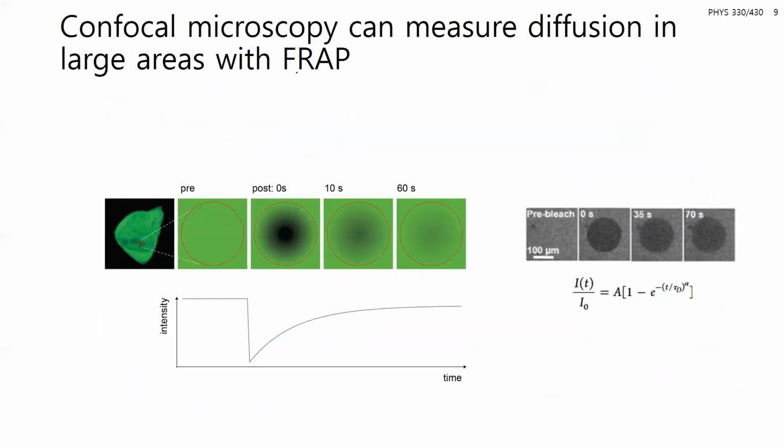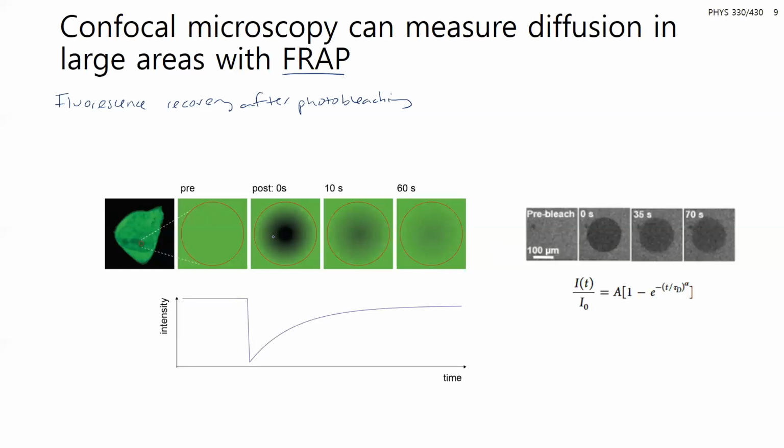I also want to mention an additional technique that uses fluorescence to look at diffusion called FRAP. That's fluorescence recovery after photobleaching. And the concept behind this is kind of straightforward. You can see here is an image of a cell, and they focus on one little area, and you scan your confocal focal volume over this area over time.